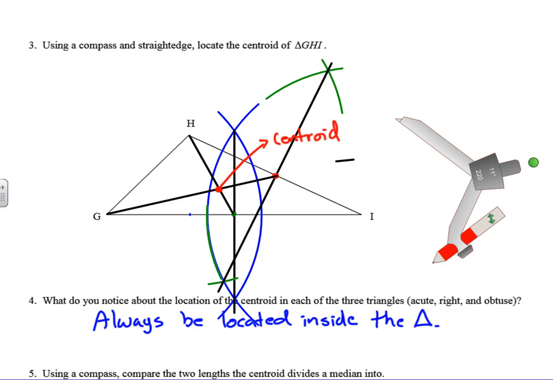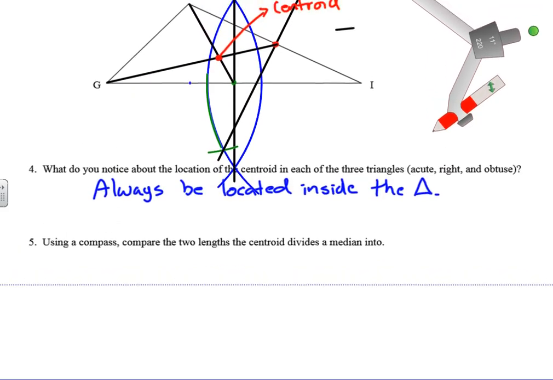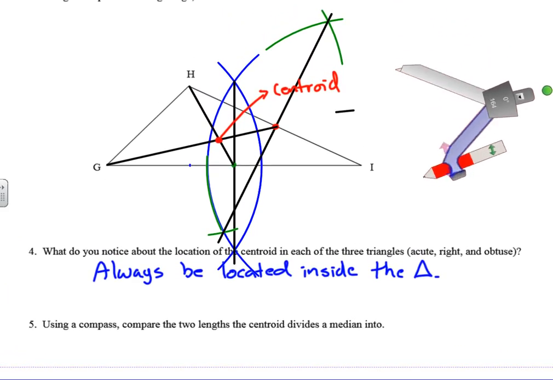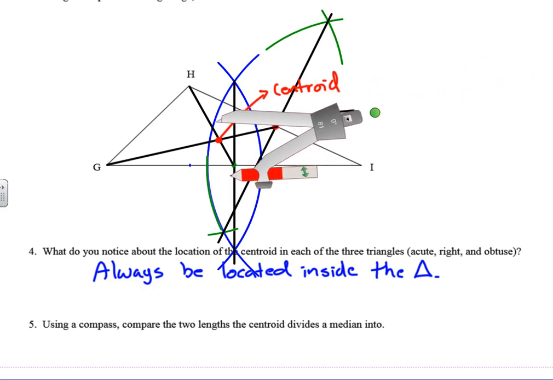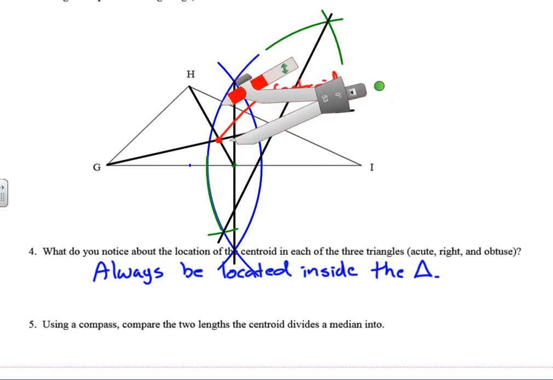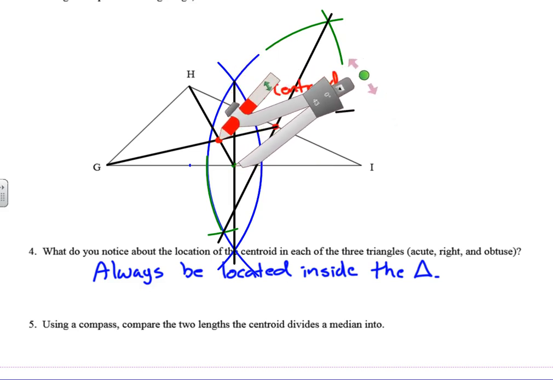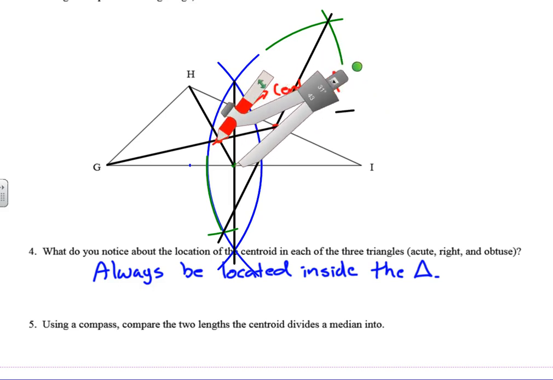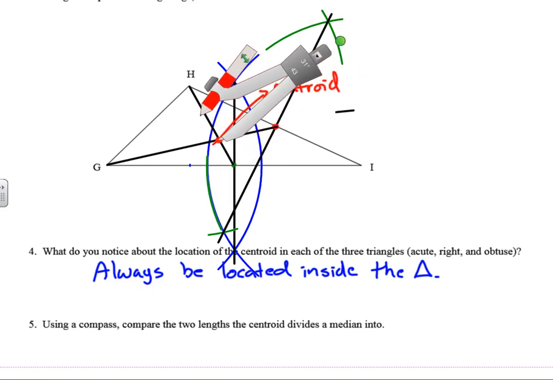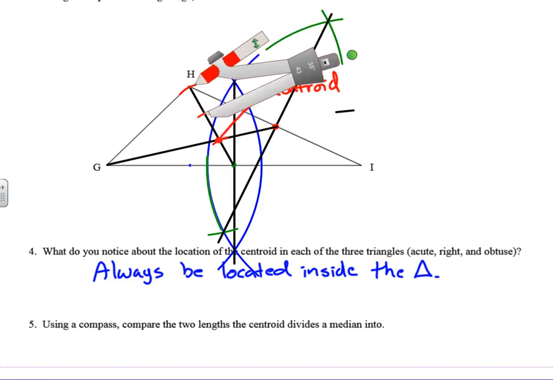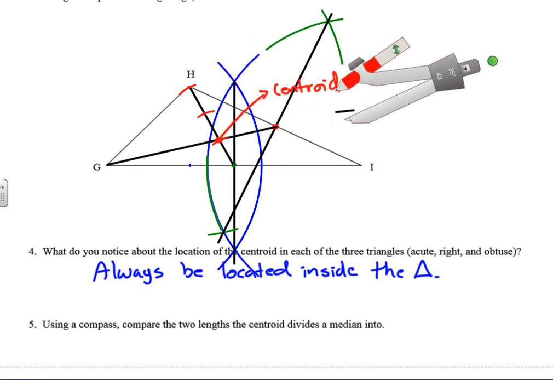The question is, using a compass, compare the two lengths the centroid divides the median into. Here's what I want you to see. If I take this compass here and I measure this length, so I'm going to measure from the midpoint up to the centroid, and then we come up here, and then we come up here. Look at that. Hey, we have an interesting relationship.